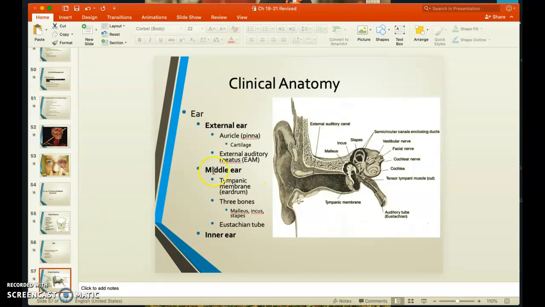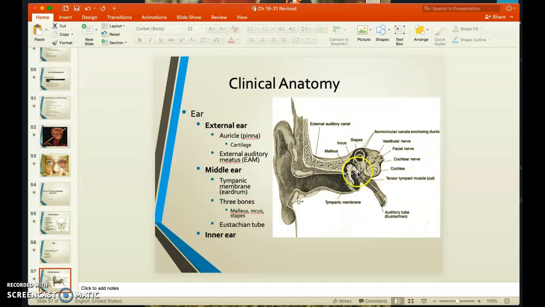Now with the ear, we're not going to dive in super deep. External, middle, and inner. Okay, external, we have the auricle, otherwise known as the pinna. That's the cartilage. Okay. The EAM, external auditory meatus, that's the chunk of cartilage that covers the ear canal. Middle ear is where we have the malleus, the incus, and the stapes. Okay? So those are the three, that's the eardrum.